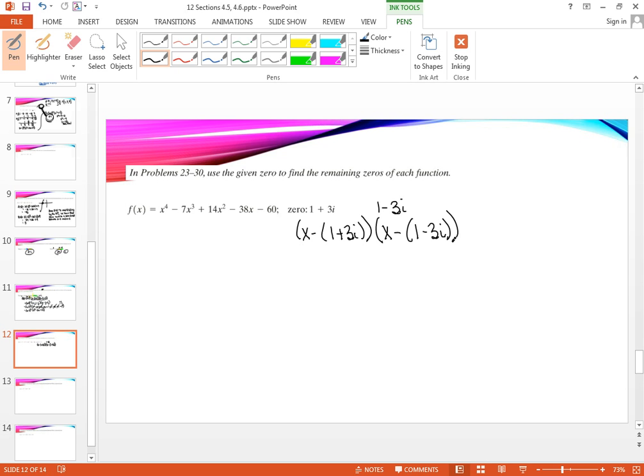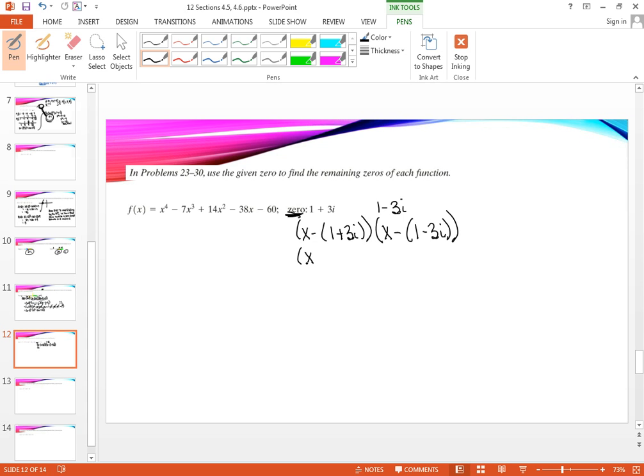Okay, so because they tell me that 1 plus 3i is a 0, I know 1 minus 3i is a 0. I know that they will divide in with a remainder of 0. Their product will divide in with a remainder of 0. Okay, so I'm going to fix this before I do any division. Let's see.